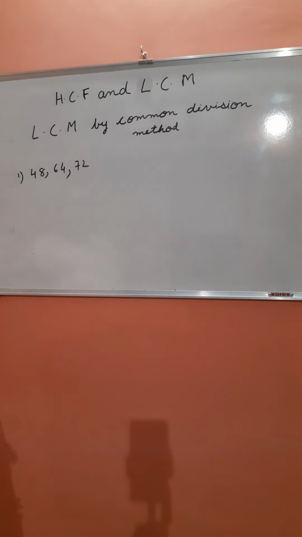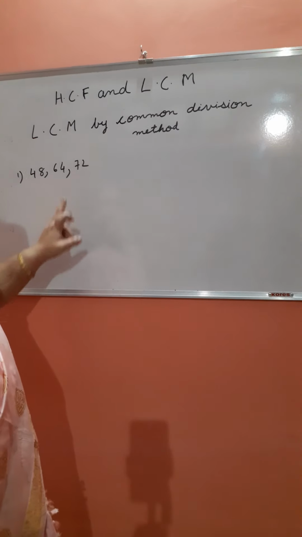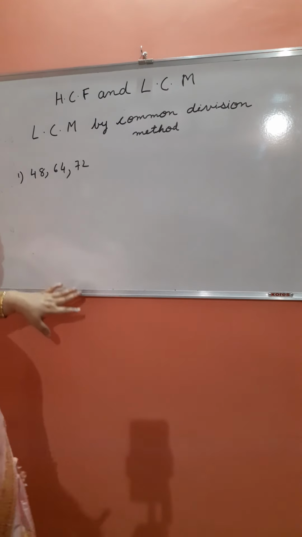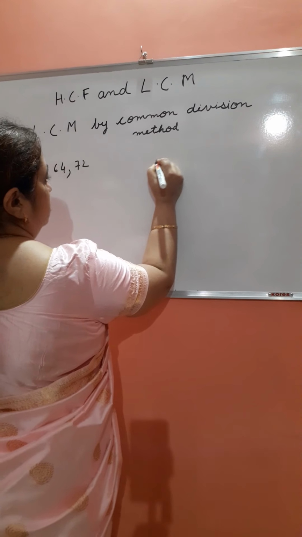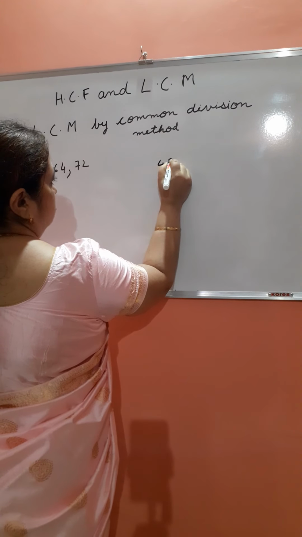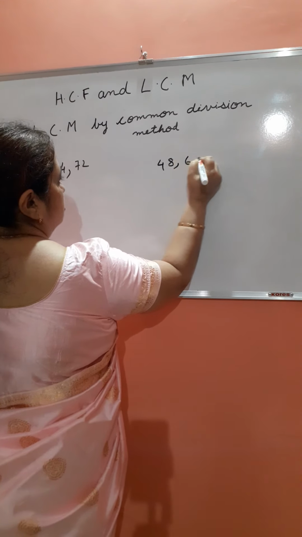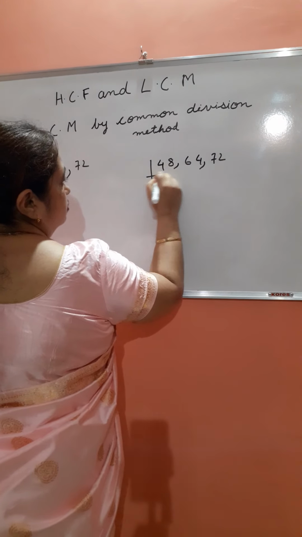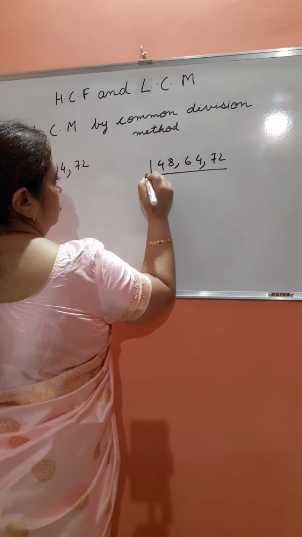Now see here, LCM by the common division method. Last time I told you this method. I have combined all the numbers and found the LCM. Now see here, once again, this is the common division method.